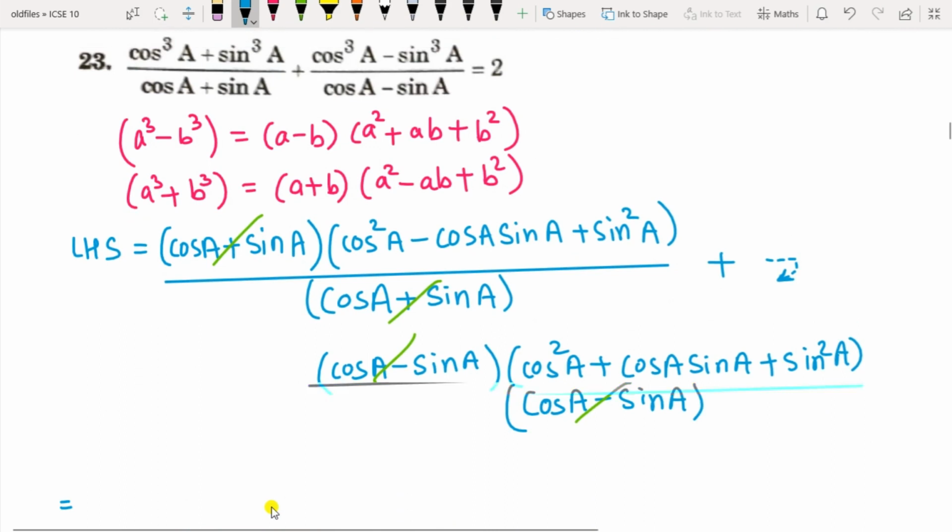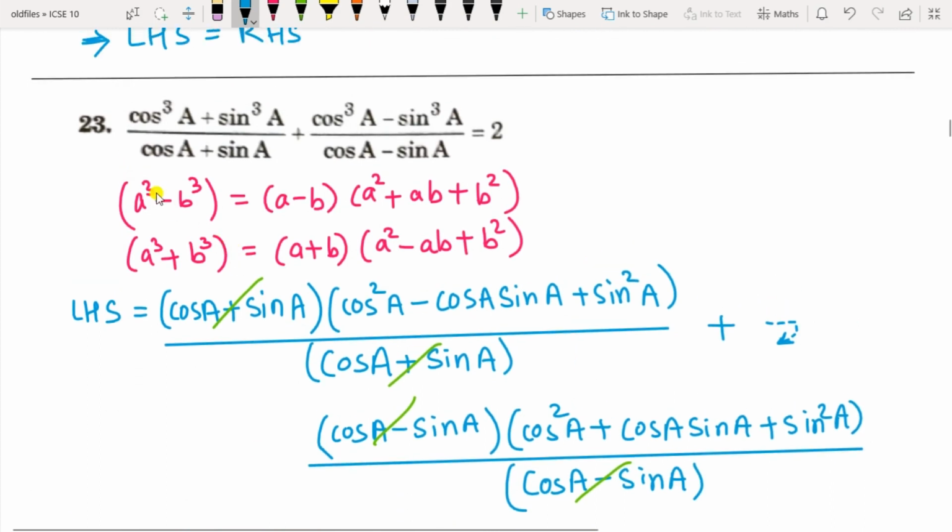Question 23, it is cube, it is given, so it is plus in the center. So cos cube A plus sin cube A, and this is cos A plus sin A. Now write the expansion for this numerator here. So it will be for the addition one, this will be A plus B, that is cos A plus sin A, and A square minus AB plus B square. So cos square A minus cos A sin A plus sin square A, upon the denominator as it is, cos A plus sin A.